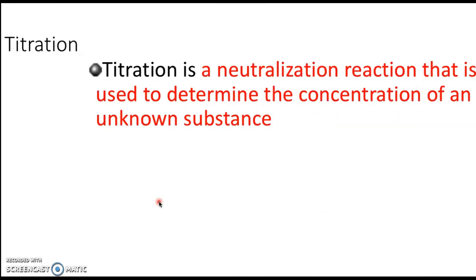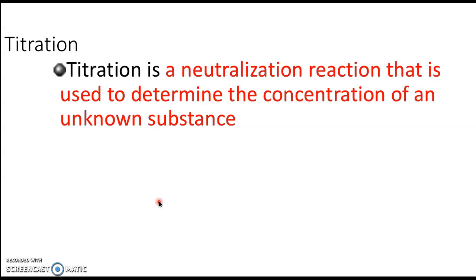So titration. Titration is a neutralization reaction that is used to determine the concentration of an unknown substance. Keyword in this is a neutralization reaction. Yesterday, when we went over neutralization, we said that neutralization is a reaction that occurs between an acid and a base that forms water and a salt. Now, titration is the laboratory procedure that goes with this neutralization reaction. But it also helps us find the concentration of an unknown substance. And that's what we're going to be focusing on today.